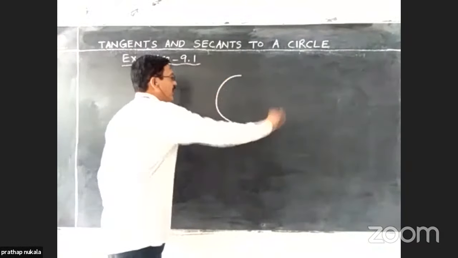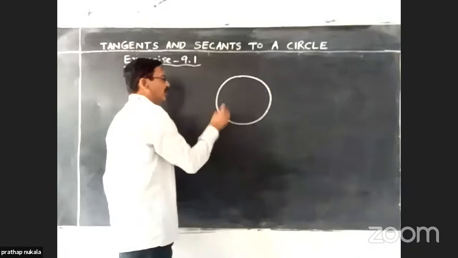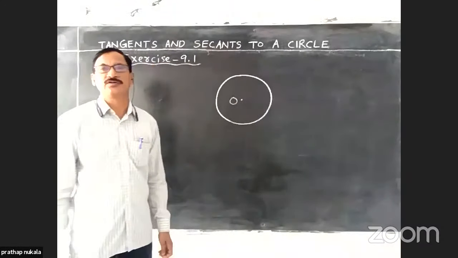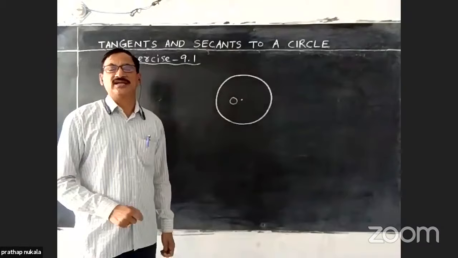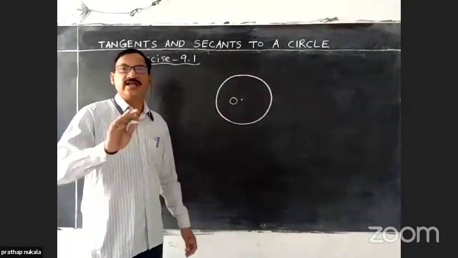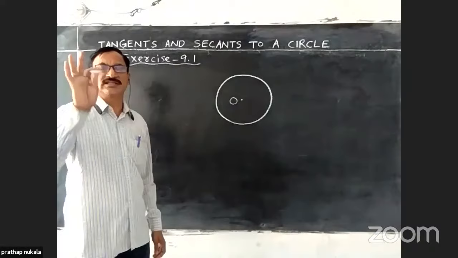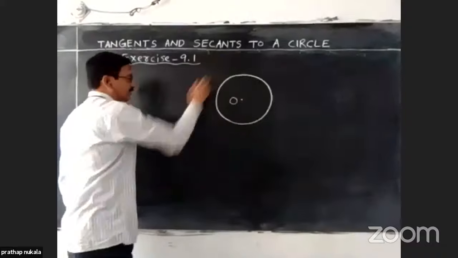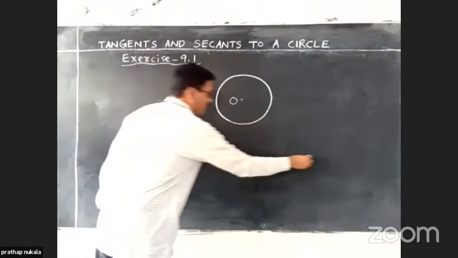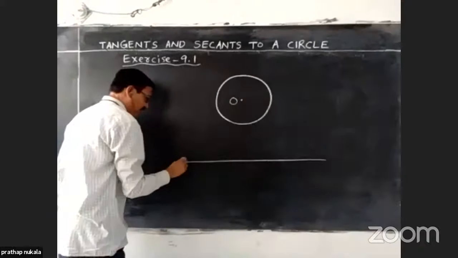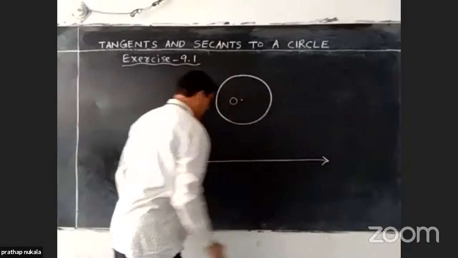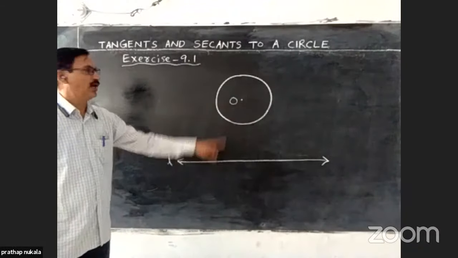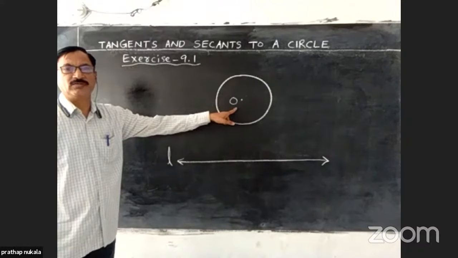First, we have to draw a circle with center, name it as O. The problem says to draw a line outside the circle, anywhere outside the circle. Now I am drawing a line outside the circle like this and calling it L. I am drawing a line L outside the given circle with center O.